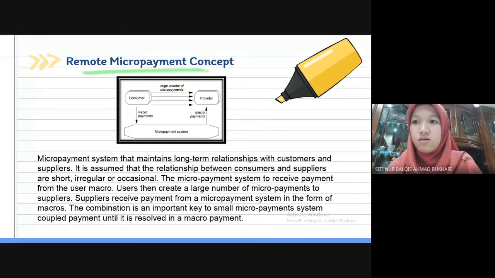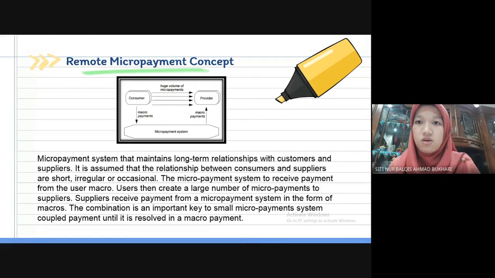Alright. Okay, seterusnya adalah remote payment, remote micropayment concept. Micropayment system that maintains long-term relationship with customer and supplier. It is assumed that the relationship between consumer and supplier is short, irregular or occasional. Okay, ni adalah hubungan jarak panjang antara customer dan supplier.